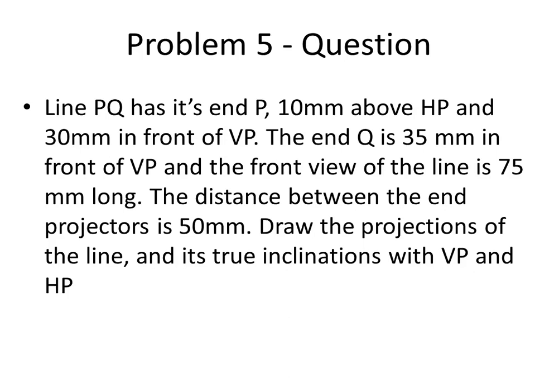Line PQ has its end P 10 mm above HP and 30 mm in front of VP. The other end Q is 35 mm in front of VP, and its distance from HP is not given, and the front view of the line is 75 mm long. The distance between the end projectors is 50 mm. Draw the projections of the line and its true inclinations with VP and HP.